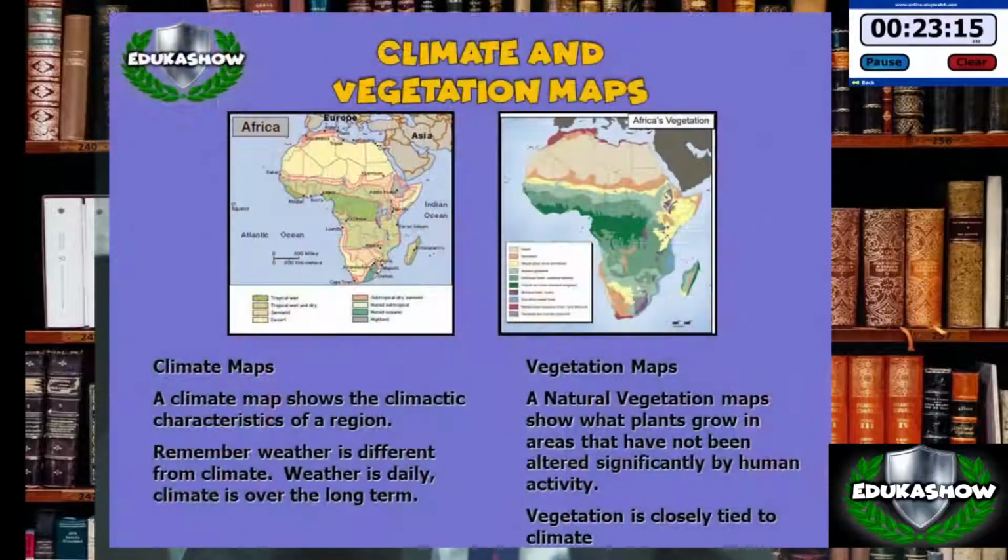The climate maps, as you can see in our slide number 20. A climate map shows the climatic characteristics of a region. Remember, weather is different from climate. Weather is daily, and climate is over the long term, right? In the case of our vegetation maps, a natural vegetation map shows what plants grow in areas that have not been altered significantly by human activity. So vegetation is closely tied to climate.